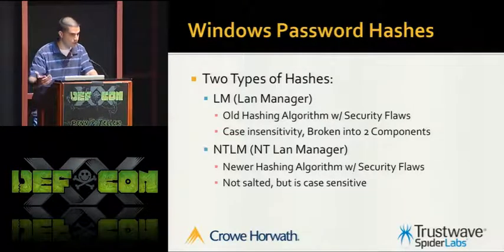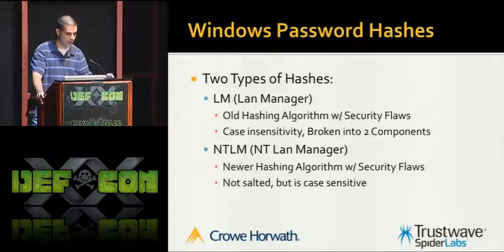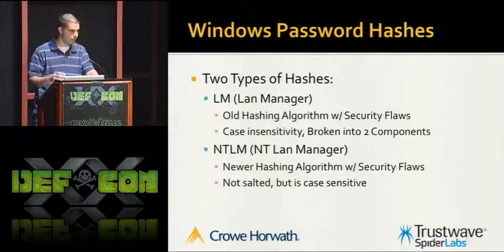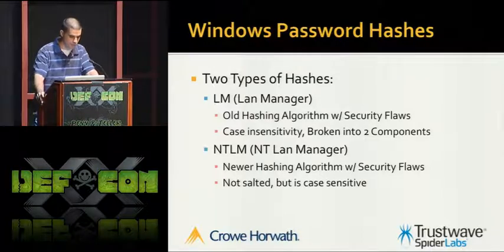So if you had an 11-character password, you would have a hash of the first 7 characters and then a hash of the remaining 4, padded with 3 extra nulls. So now instead of cracking all the possible combinations of 11 characters, I only have to worry about cracking a 7-character password and then a 4-character password. So it's really easy to brute force through.